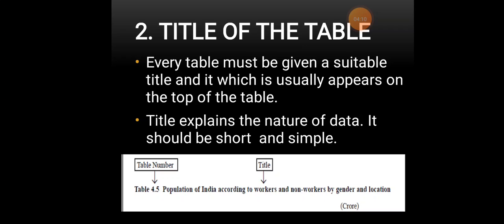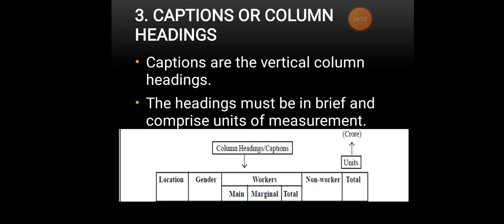So this is the title of the table. Next one is about the captions, or it can also be called column headings. So captions are the vertical column headings. Vertical in the sense, these are the vertical column headings. The headings must be brief and comprise units and measurements. So these are the column headings which will be given.